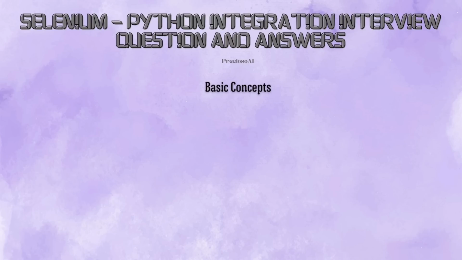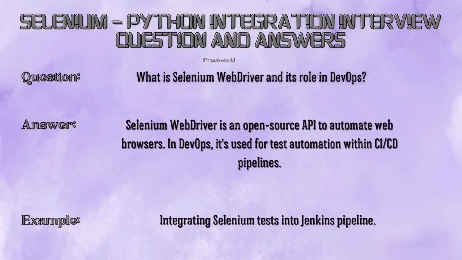Basic concepts. Question: what is Selenium WebDriver and its role in DevOps? And the answer is Selenium WebDriver is an open-source API to automate web browsers. In DevOps, it's used for test automation within CI/CD pipelines, for example integrating Selenium tests into a Jenkins pipeline.